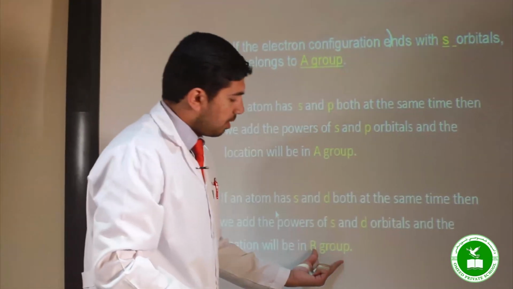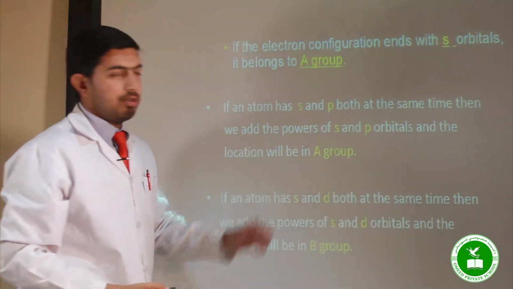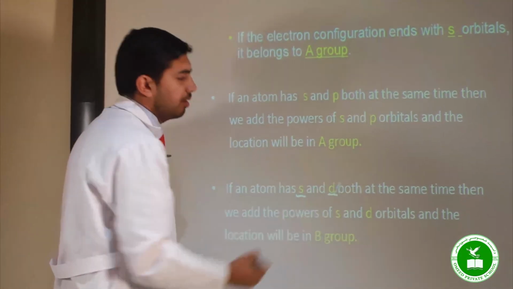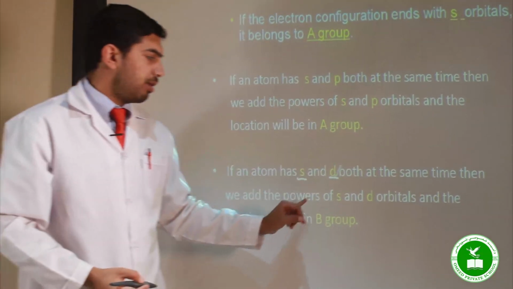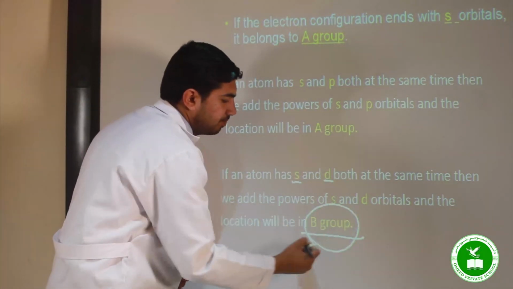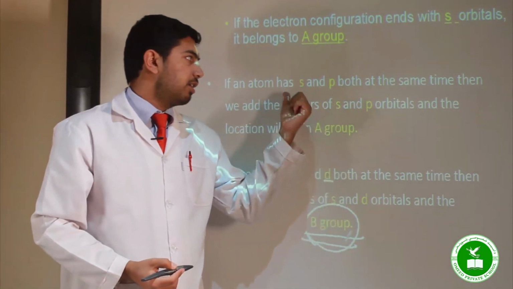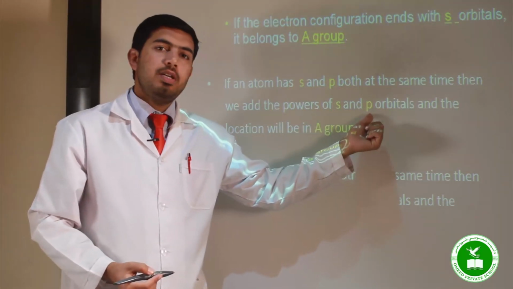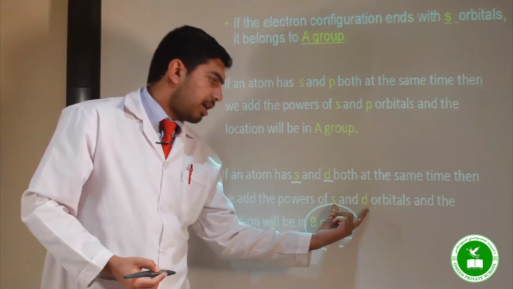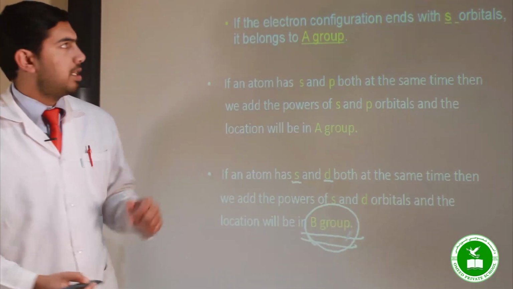Today we will talk about B group. In the previous lesson we had talked about A group. If an atom has S and D both at the same time, then we add the powers of S and D orbitals and the location will be in B group. If you remember, in the last lecture we had studied that if the electron configuration ends with S and P orbitals, the location would be in A group. Now if it ends with S and D, we add the powers of S and D and it becomes B group. Let's have an example.